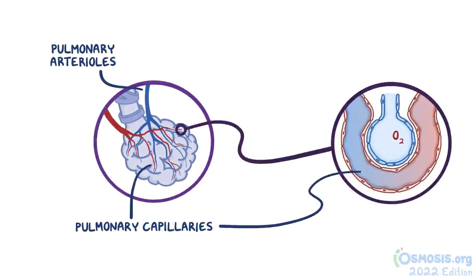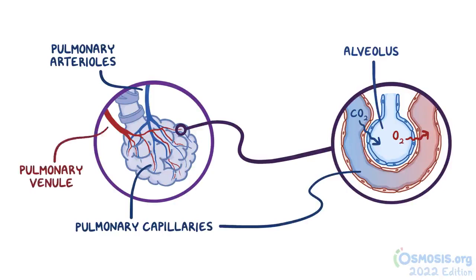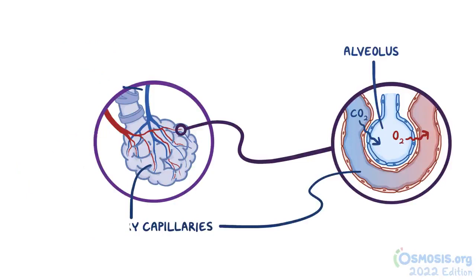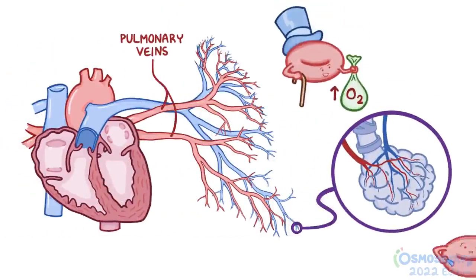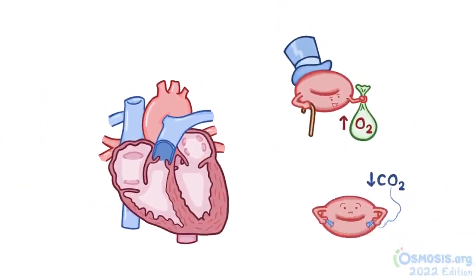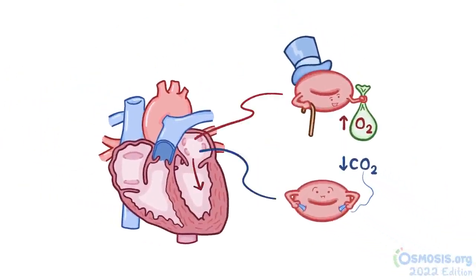At that point, oxygen enters the blood and carbon dioxide enters the alveoli. The pulmonary capillaries drain into small veins known as pulmonary venules that flow into two pulmonary veins exiting each lung. And these pulmonary veins complete the circuit by delivering oxygen-rich and carbon dioxide-poor blood into the left atrium, which flows into the left ventricle and then into the aorta, where it enters systemic circulation.